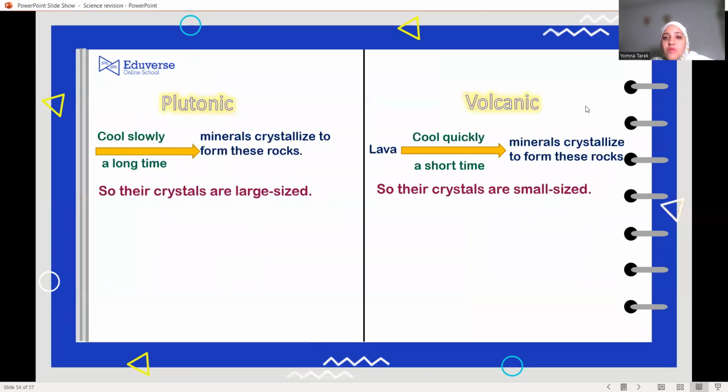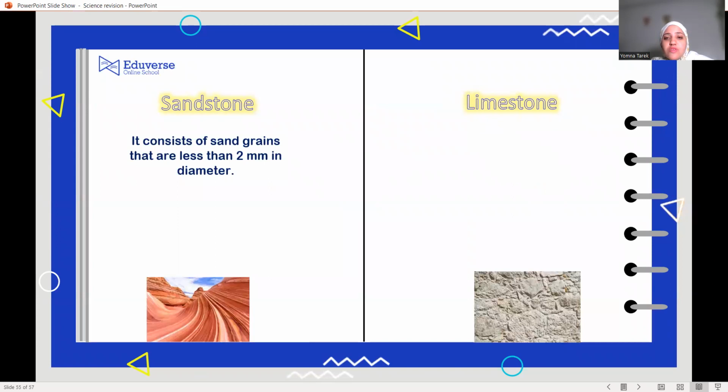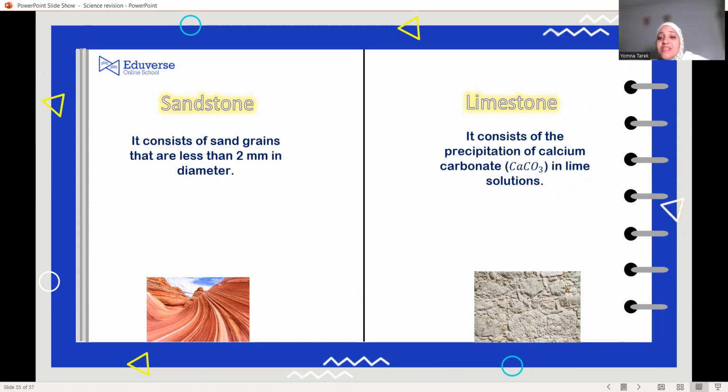Let's talk about examples of sedimentary rocks. First, we have sandstone and limestone. Sandstone consists of sand grains, while limestone consists of calcium carbonate. The mineral that forms sandstone is quartz, while the mineral in limestone is calcite. The color of the sandstone is yellow. The color of the limestone is white.